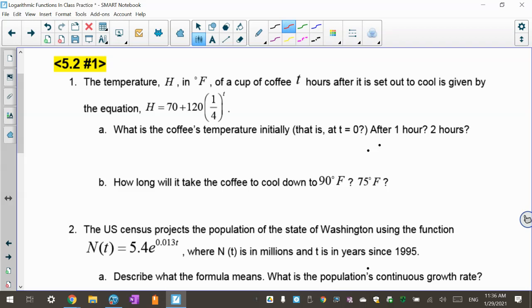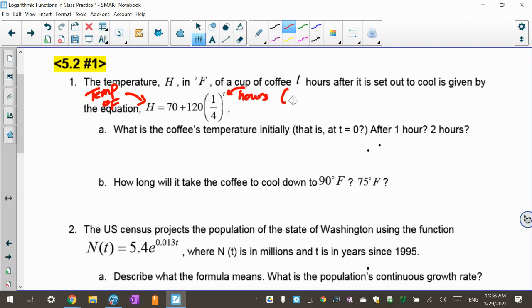So the first one says the temperature H in degrees Fahrenheit of a cup of coffee, T hours after it's set out to cool, is given by this equation H equals 70 plus 120 (1/4)^T. So the first thing I want you to do is label everything. So H is the temperature, and it's in degrees Fahrenheit. And they're talking about hours, so T is in hours.